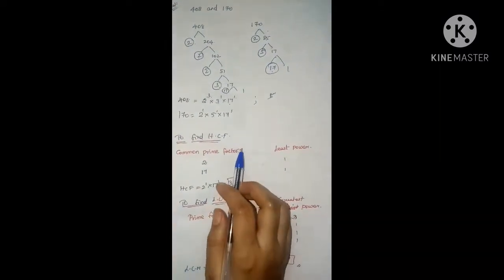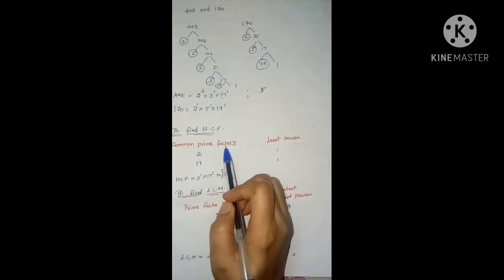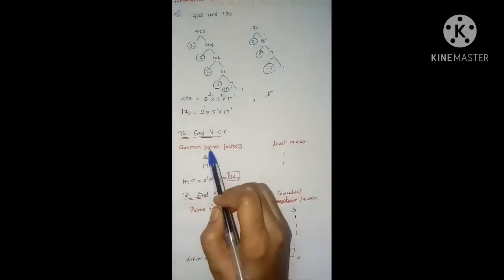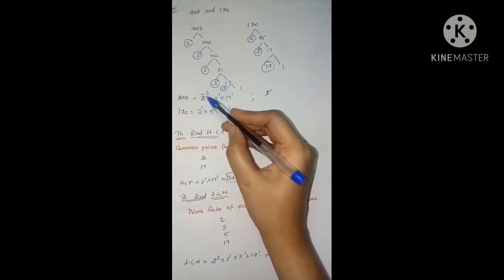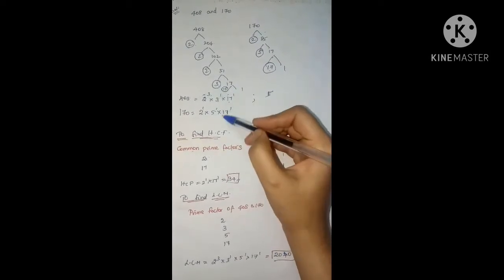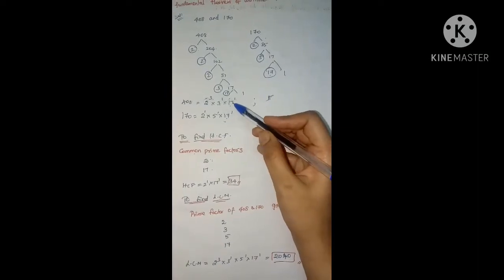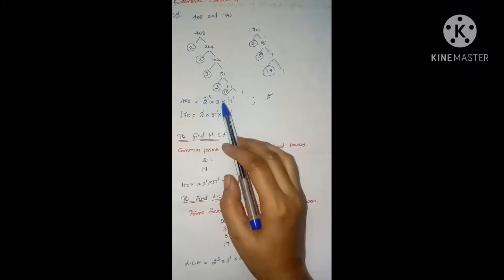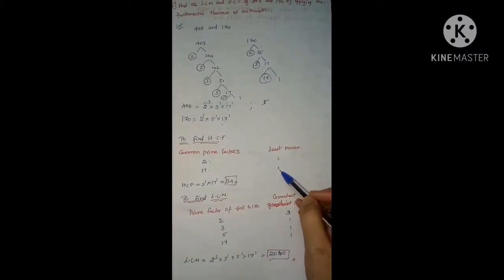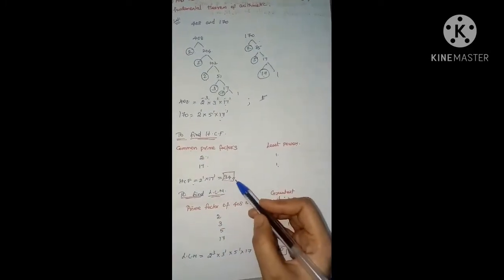To find the HCF, how to find the HCF? We have to write the common prime factors and the least power. What are the common prime factors here? 2 and 2, 17 and 17. So 2 and 17 are the common prime factors between 408 and 170. So least power, which is the least power? Minimum power is 1. So 2 power 1, 17 power 1. 2 into 17, 34. So the HCF is 34.